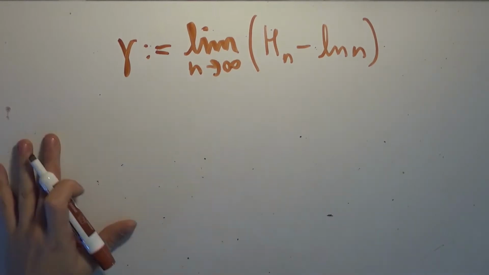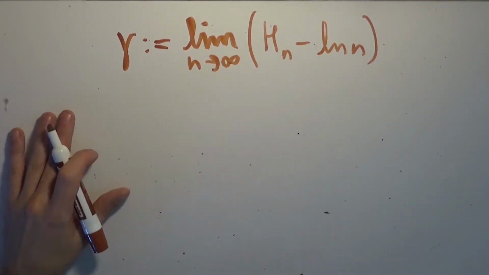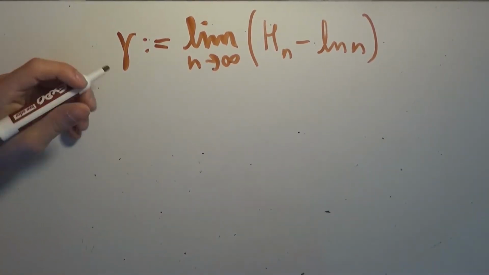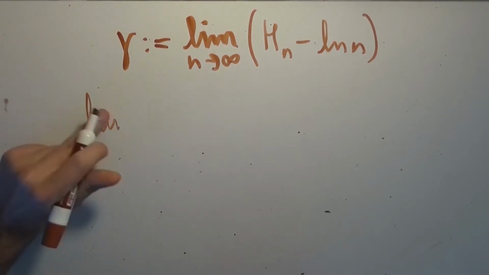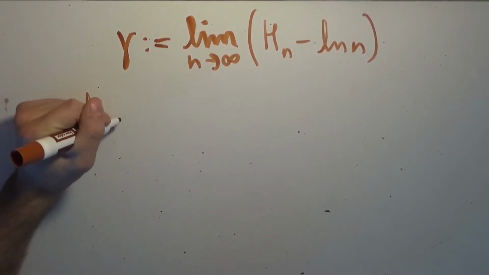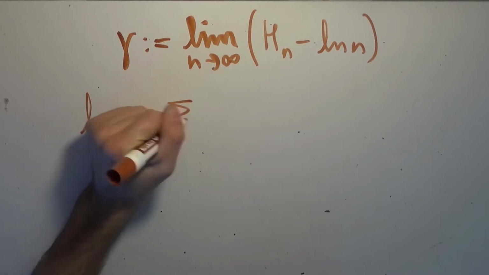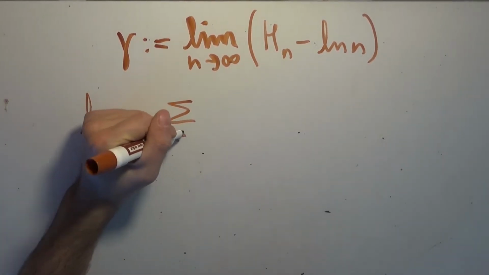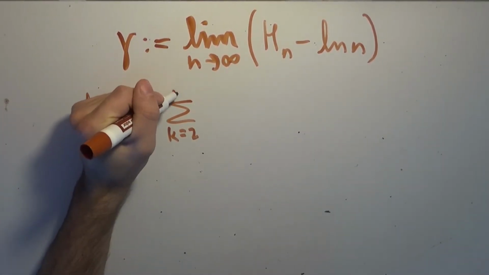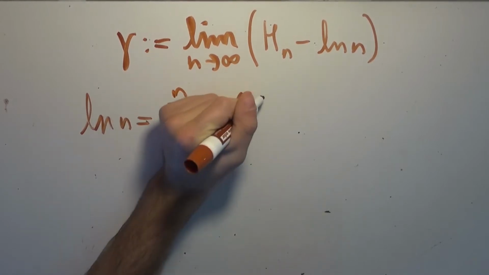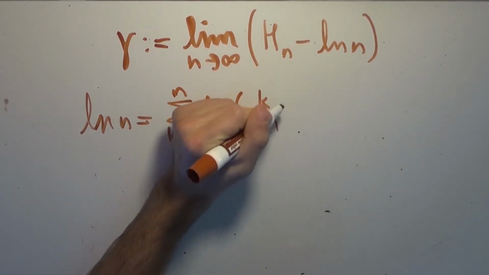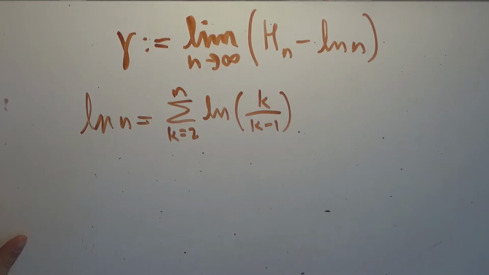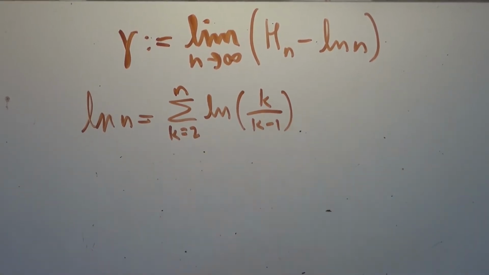Now, I need to sort of justify a claim that I'm about to make. So what we need to do is realize that the natural logarithm of n is actually equal to the sum from k equals 2 to n of the natural logarithm of k over k minus 1. Now, why is that the case? Well, we can explore what these are. So we just have to plug in the specific values.